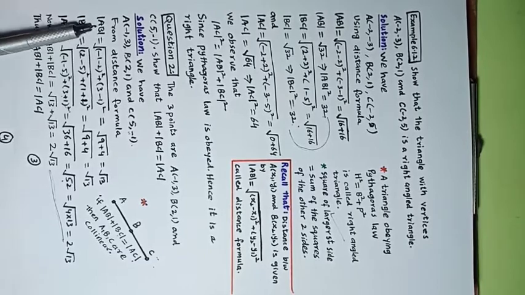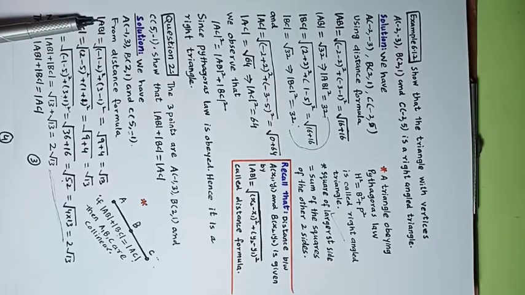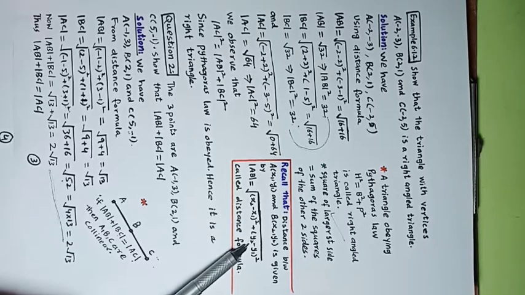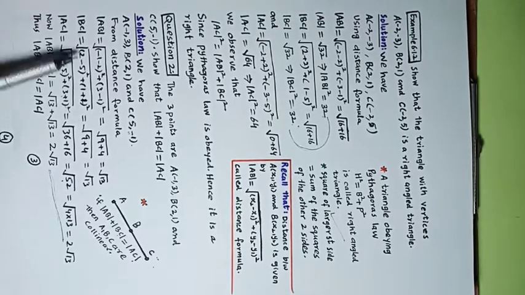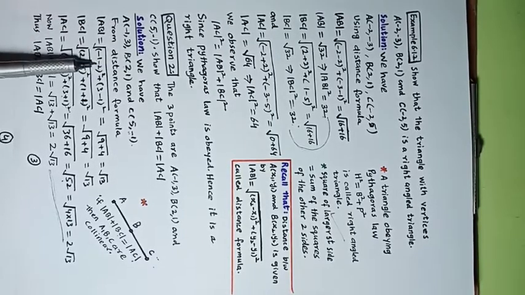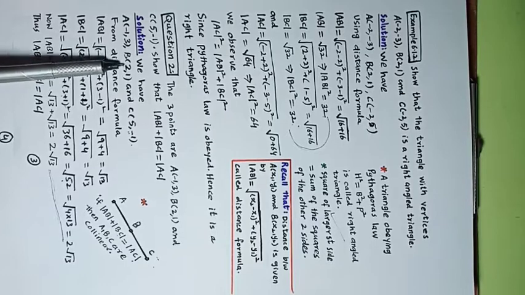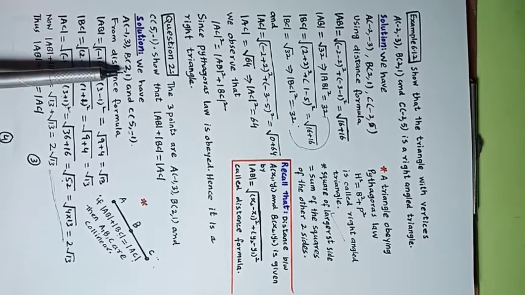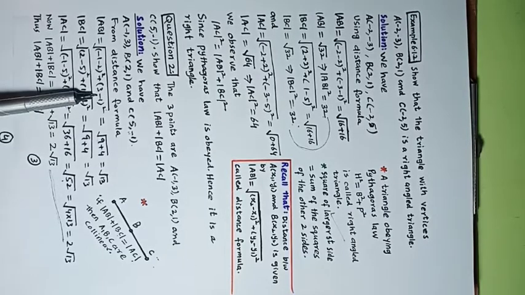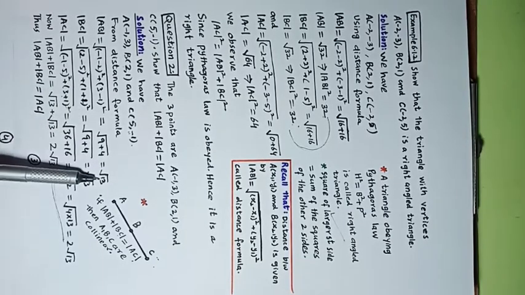From distance formula, we have AB. We are subtracting the coordinates of point B from the coordinates of point A, and you know the distance formula says the difference of the x coordinates squared plus the difference of the y coordinates squared. So we are subtracting the first coordinate from the first coordinate and taking square. So -1 minus 2 whole square, and we are subtracting the second coordinate from the second coordinate. So 3 minus 1 whole square. Here we have -3 square 9 and 2 square 4. This is square root of 13.